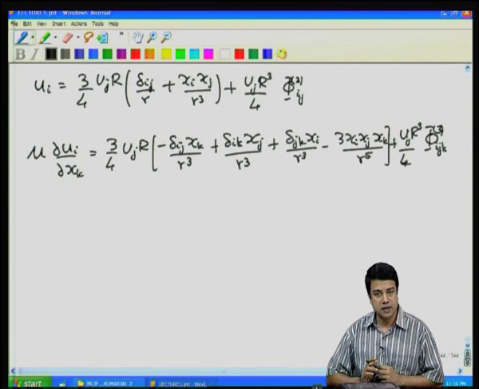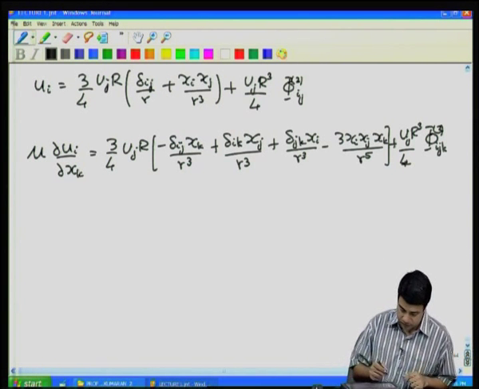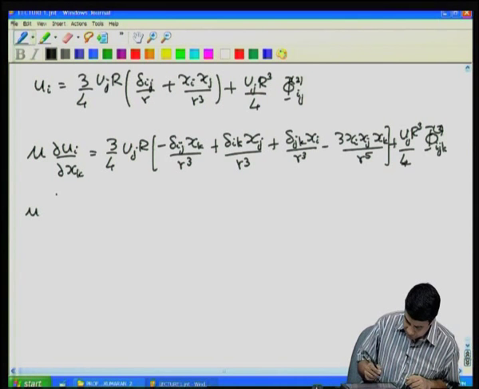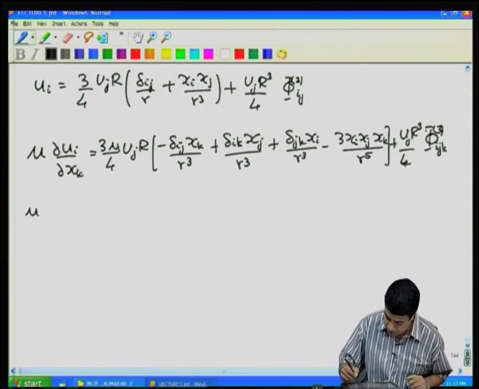If you recall, the stress tensor also contained mu times partial u_k by partial x_i. Okay. I should put in a factor of mu everywhere. Okay. And then I have a factor of mu in the last term.